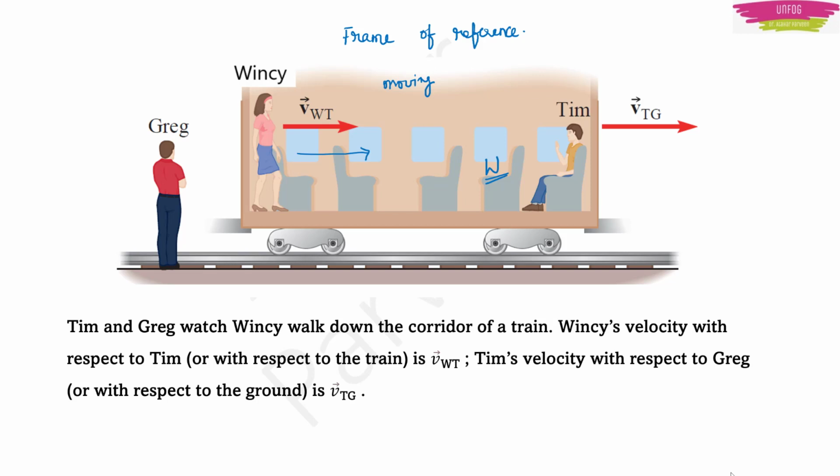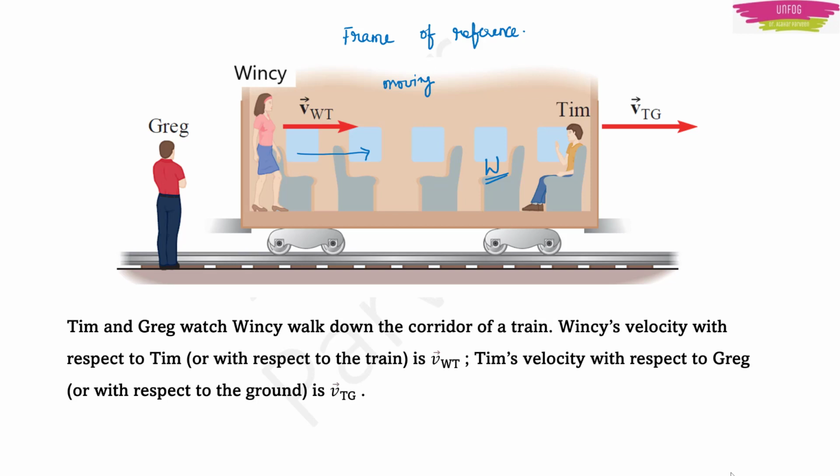What is Tim's frame of reference? It is the train itself, right? Tim is watching from inside the train, so his frame of reference is the train itself. And what is Greg's frame of reference? It is the ground. He is watching Vincy from the ground. Even Tim's velocity with respect to Greg will also be different, because Tim's velocity with respect to Greg is nothing but Tim's velocity with respect to the ground. I hope you are understanding.